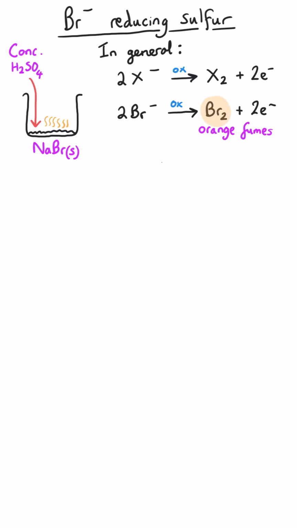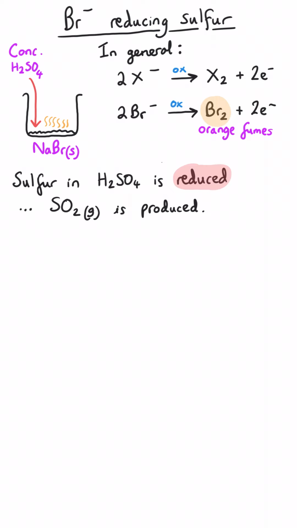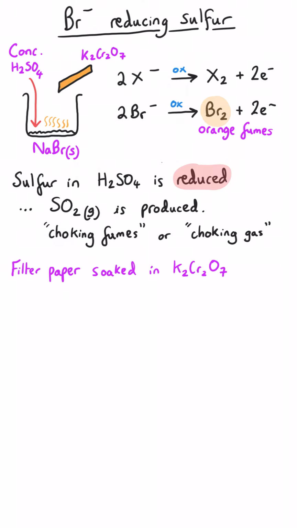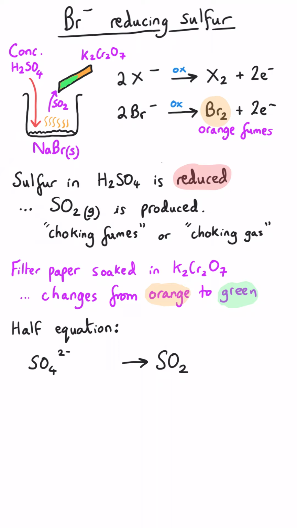We will also reduce the sulfur in the sulfate ion and produce sulfur dioxide gas, which is often described as choking fumes of sulfur dioxide. We can actually test for sulfur dioxide by holding some potassium dichromate paper over it, and that will change from orange to green, proving that we've made sulfur dioxide. The half equation for the formation of sulfur dioxide has SO4 2- turning into SO2 gas.